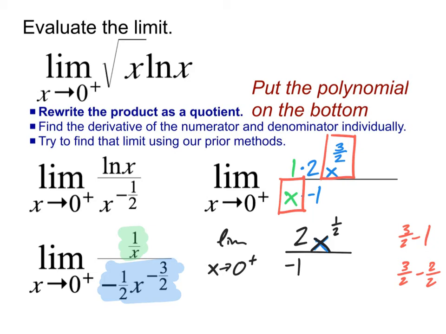Because what is 0 to the 1/2? Give you a hint. What's 0 to the power of anything? It's 0. And so 2 times 0 on the top would give me 0, and 0 divided by -1 would give me 0. And so the limit as x is approaching 0 from the right here equals 0.